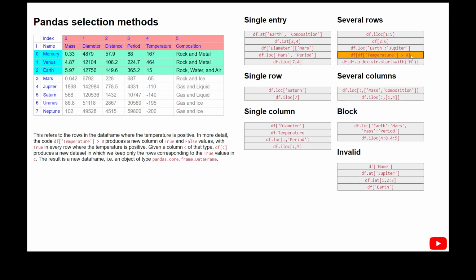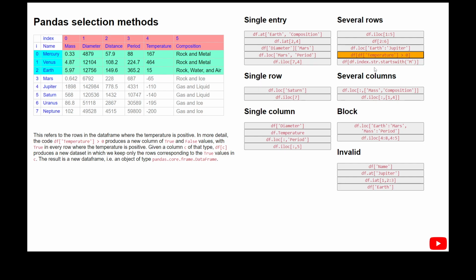But then you put an extra df square brackets around the outside, and that just means it picks out only those rows where you've got a true value. So the overall effect is that when we do this, we just get a smaller data frame, based on the original data frame, but we've thrown away a bunch of the rows. We only keep the rows corresponding to planets where the average temperature is positive, so that just gives us Mercury, Venus, and Earth.